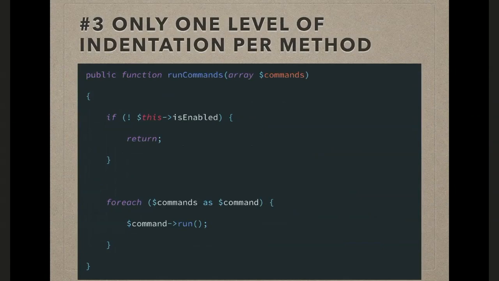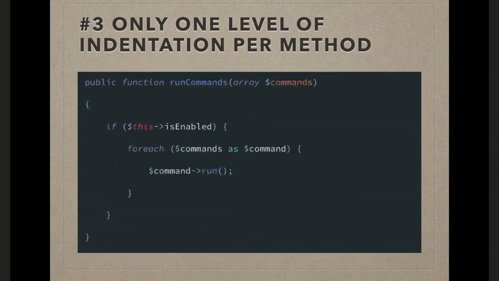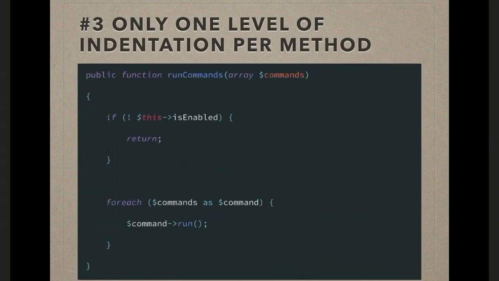Could you just go back and see what it looked like before? Yeah, okay. So it's if, for each, and then the thing. And so now we're not doing that: if, return, and then we do our for each.